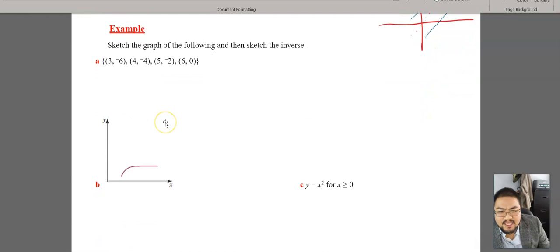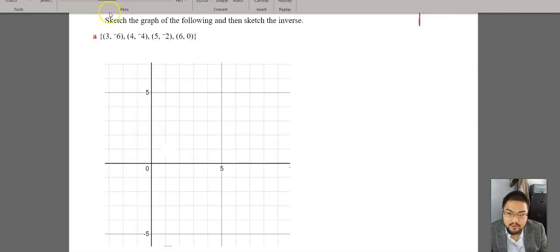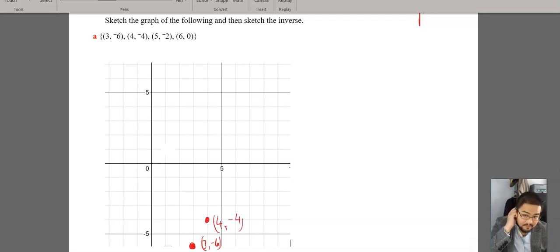What happens if we've got numbers though? So let's look at this example. Sketch the graph of the following, then sketch the inverse. So 3, 6 would be along here. So 1, 2, 3, 6 down here. 3, negative 6, sorry. 4, negative 4. So go across to 4. 1, 2, 3, 4. Negative 4. 5, negative 2, so 5, negative 2 would go here. And 6, 0 would go here.